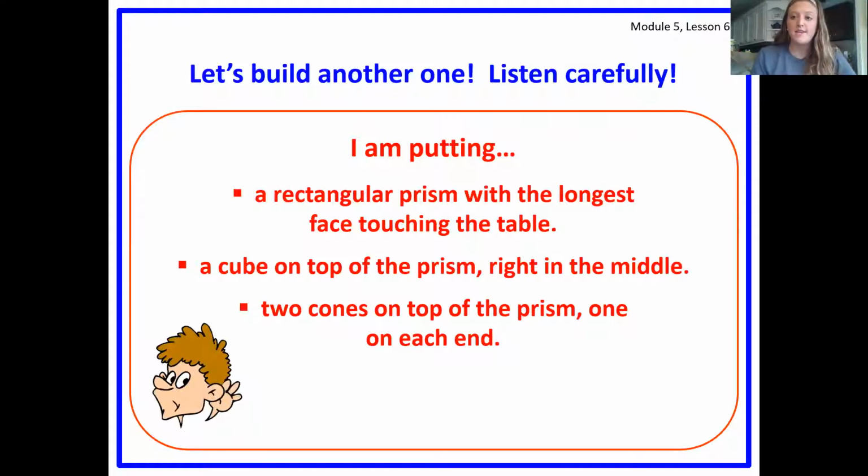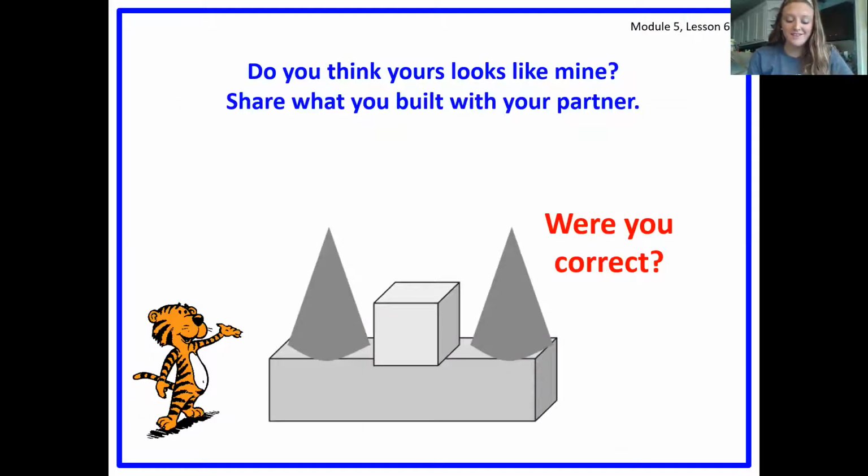So think about which way you have to set it down. The longest face on the table. I'm going to put a cube on top of the prism right in the middle. And then 2 cones on top of the prism, 1 on each end. Well, I only have 1 cone, so I'm going to imagine in my brain that I have another cone on the other side. Let me see if I can compare it and see if I got it. Did you build yours correct? Ah, nice. I did too. I'm imagining my other cone on the other side because I only have 1. But nice job. Let's see if we can build another one.